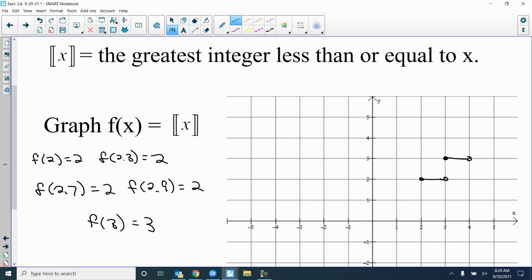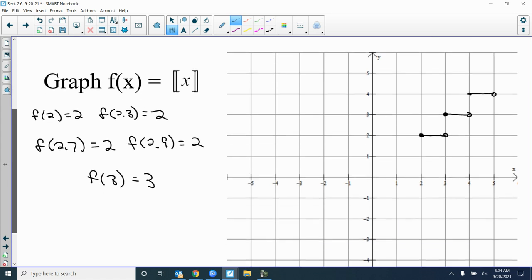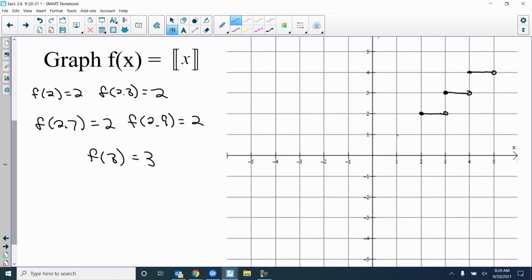Okay. And then same thing here. Now we'll continue that trend. It might just be easier to go backwards here. So at 1, you get back 1. The point on the left is solid. The point on the right is open.